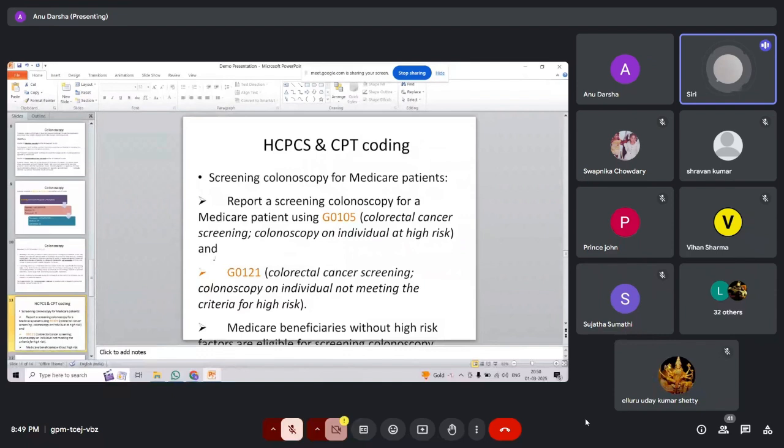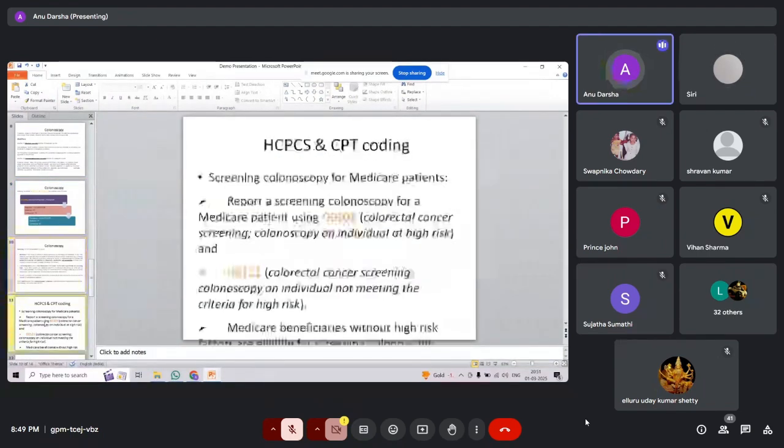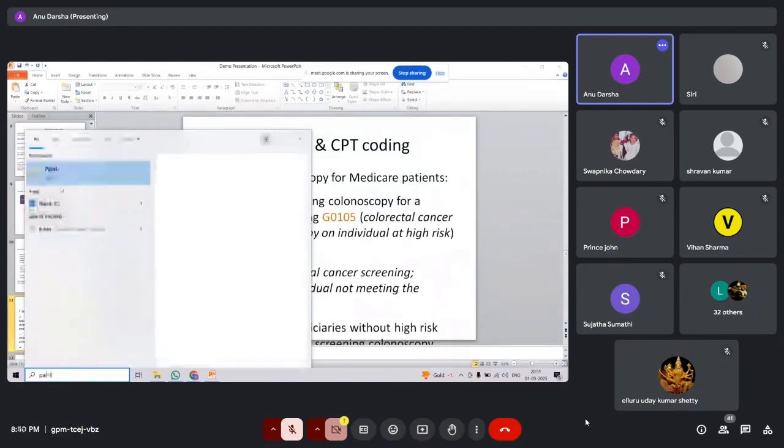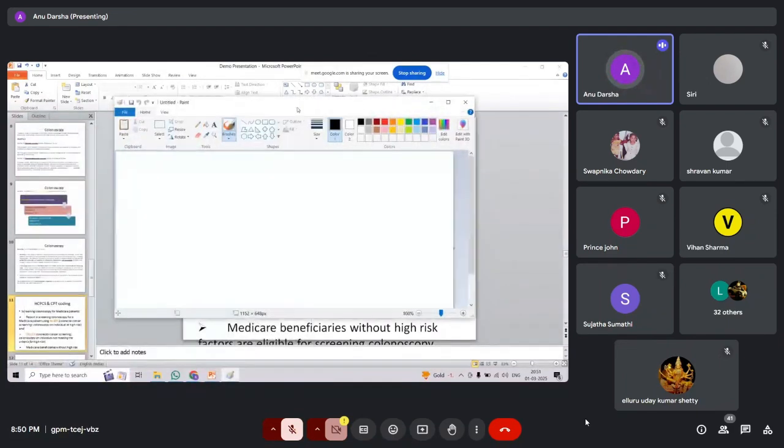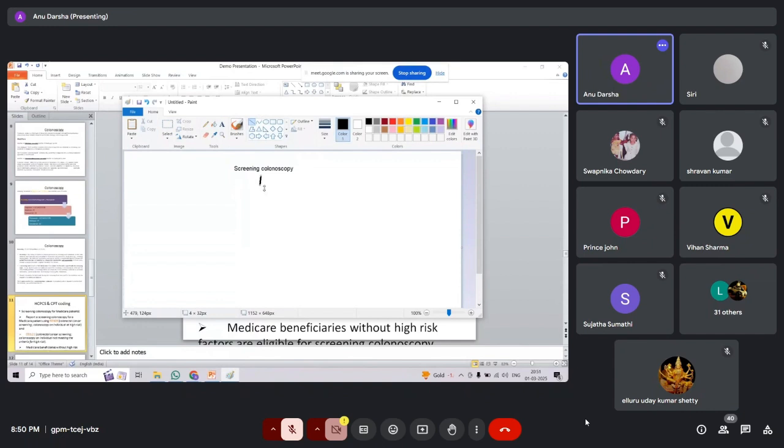This PT modifier we need to give only along with this G series, not with the CPT codes 4 series, right? No, for G series no need of any modifier. For this no need of modifier. Okay. See, wait 1 minute. It's better I give you here. See, imagine screening colonoscopy. Okay, screening colonoscopy they are doing. Now for this, 1 minute.